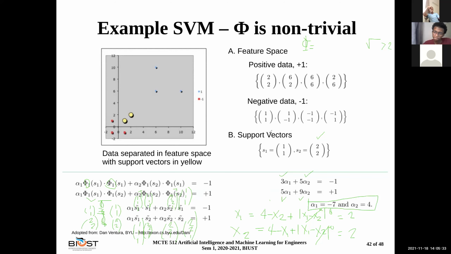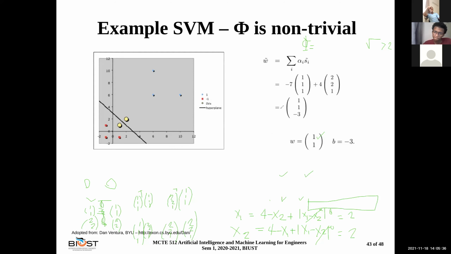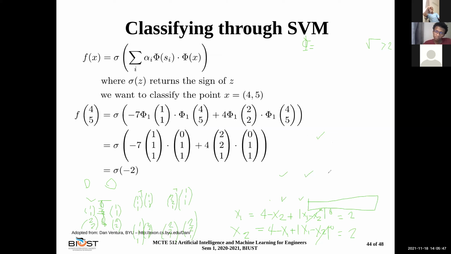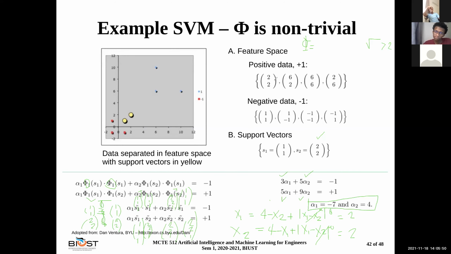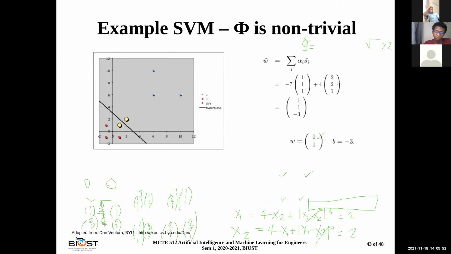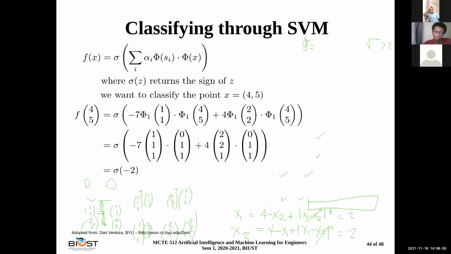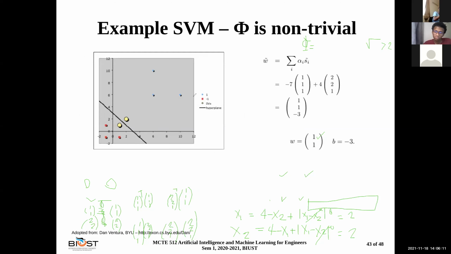Now you compute the weights. We know that the weights are the sum of alpha i times S i, where we have computed alpha to be -7 and 4, and these are your support vectors. So now your W is 1 1 and your B is -3. When you apply the classification to each one, you will know. We will discuss this later because there are some computations here that will help us classify.